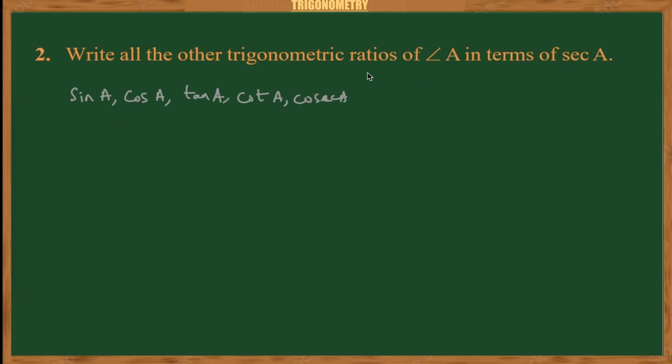So all the other trigonometric ratios, these are the trigonometric ratios. We have six, 1, 2, 3, 4, 5, and the secant including this becomes 6. So we need to express these five in terms of secant A. Let's proceed with sin A.